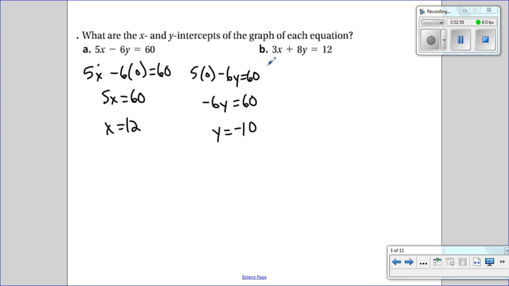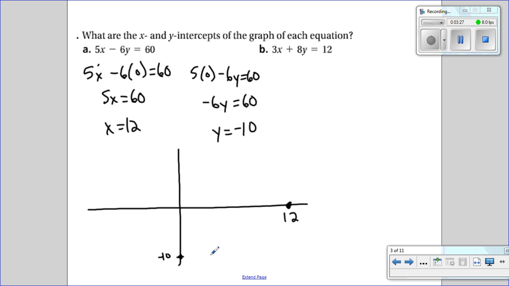But now what this is asking for you to do is graph each equation. So we're going to have to graph each one. So what we're looking for is, if this is our x-intercept, that means that is where it crosses the x-axis. So we're looking at approximately 12, which is out here, and our y-intercept of negative 10, which is approximately down here. And now you have 2 points. And remember, 2 points is all you need in order to graph a line. And there is the line that this equation represents.